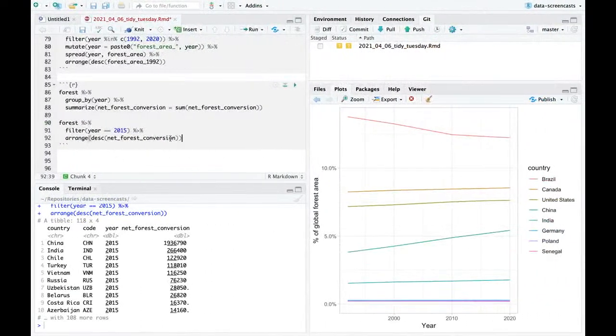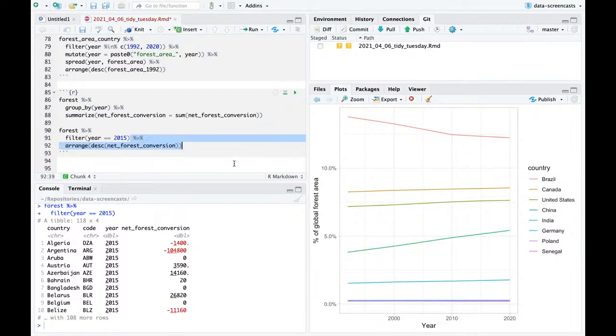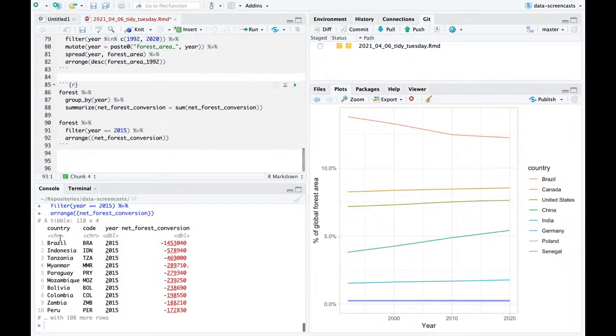I want to know. India. Yep. So now we have India, Chile, Turkey. All right. Where was I? Yes. I can arrange this descending, and I can also arrange it ascending. And we see lots of land was lost in Brazil, Indonesia, also Tanzania. So this tells me that an interesting visualization is the countries where it changed the most.